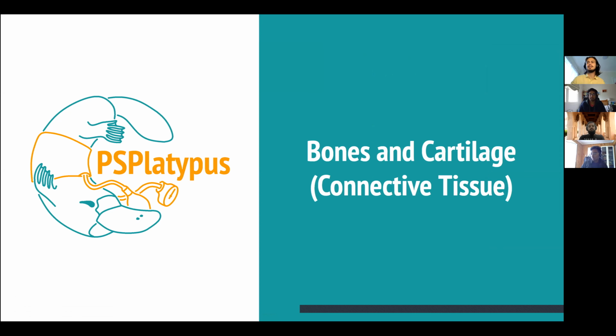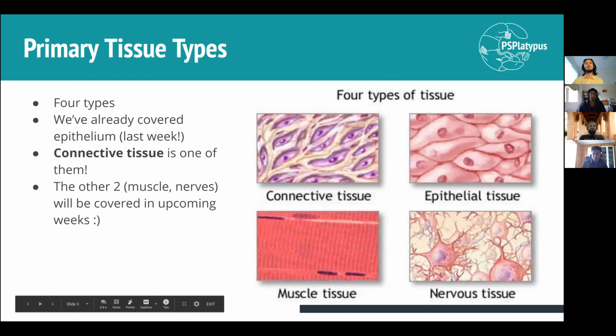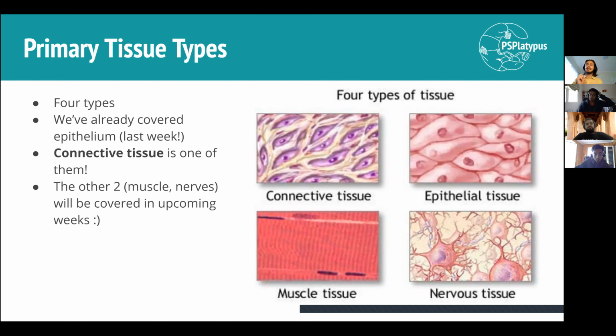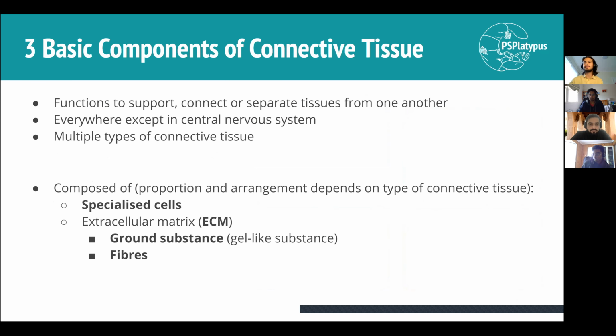All right, bones and cartilage, also known as connective tissue. So as I spoke to you, I think last week or a couple of weeks ago, there are 4 primary tissue types, 4 categories that we class tissue into. And those are connective tissue, epithelial tissue, muscle, and nervous. And epithelial we've already covered last week, as it says in my notes. And connective tissue is another one of them. And then the other 2 we're going to cover in upcoming weeks as well.